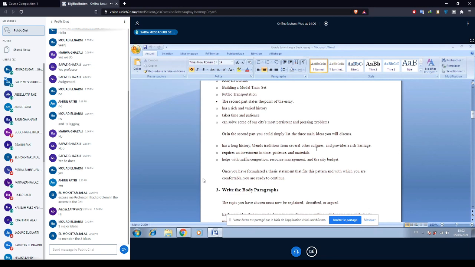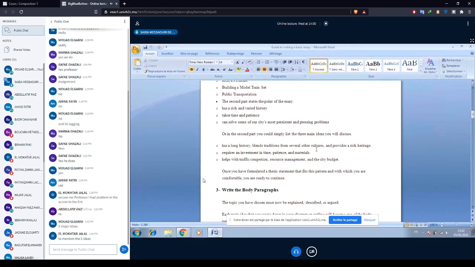And then we have the conclusion, where no more new ideas are going to be found. Okay, the third one is about public transport. These are very good examples. The third one is about public transportation. It may help with traffic congestion, resource management, and the city budget.